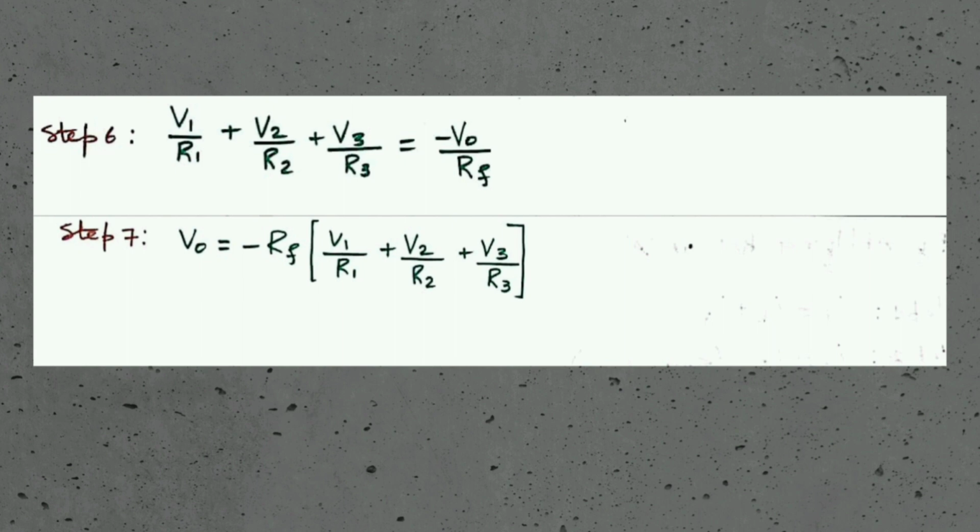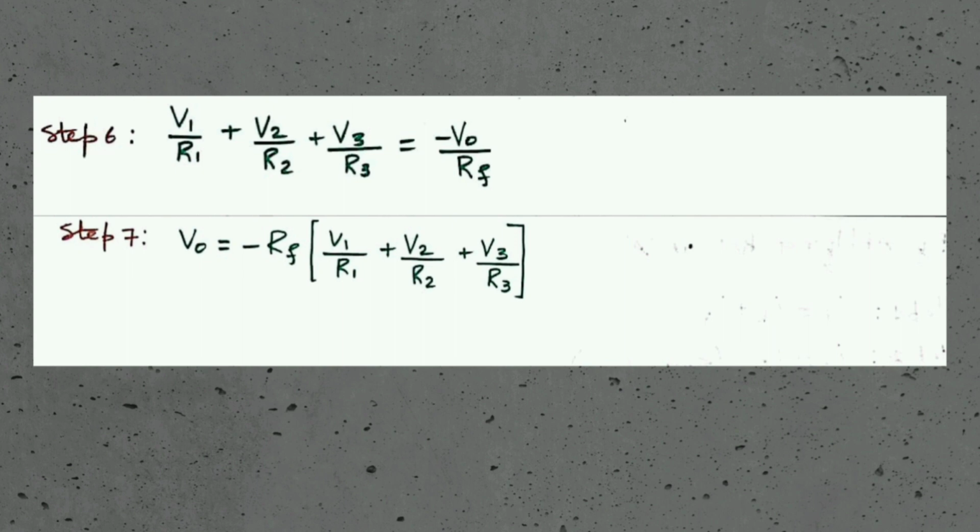Step number 7. Here we only need the output voltage. So segregating other components to the other side, we get V0 is equal to minus RF into (V1 by R1 plus V2 by R2 plus V3 by R3). Here you can note down one point. If all the resistors are equal, that is RF is equal to R1 is equal to R2 is equal to R3, then your total output voltage will be V0 is equal to minus of (V1 plus V2 plus V3).